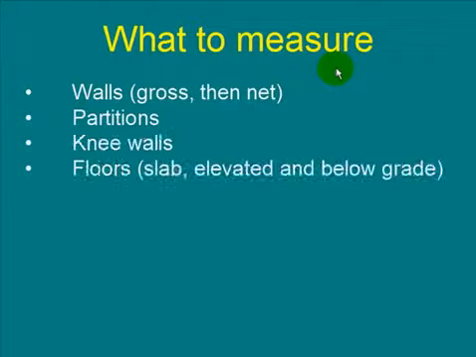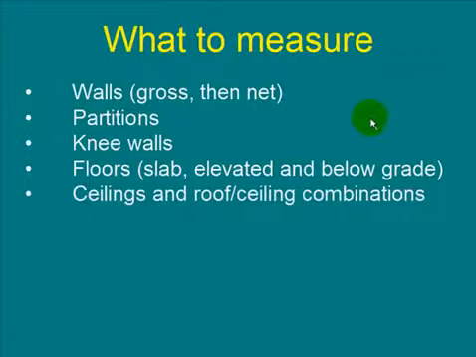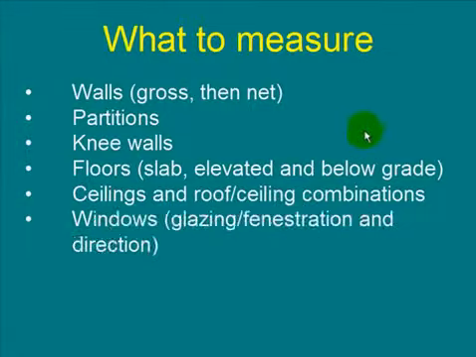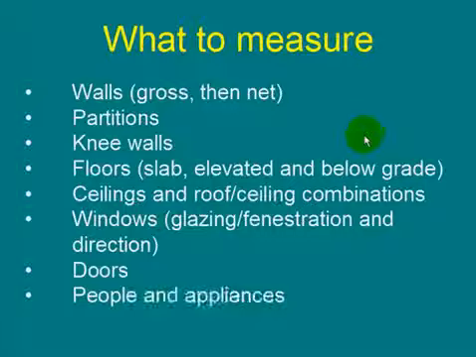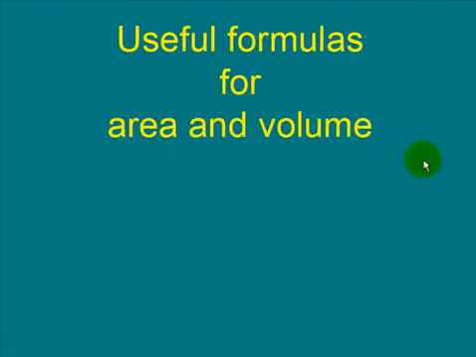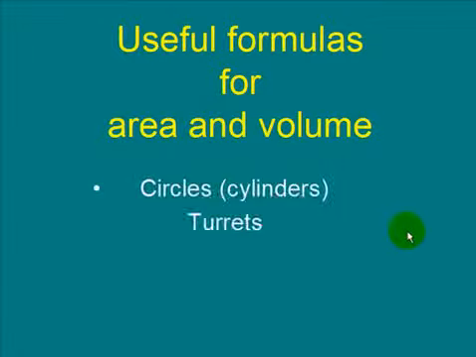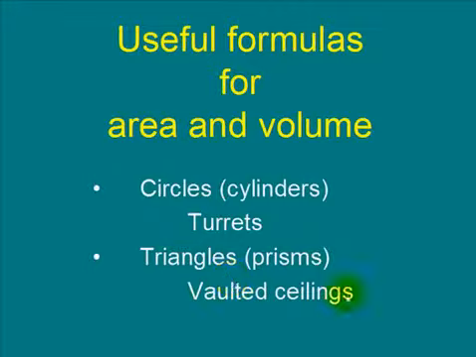Partitions, knee walls, floors, slab, elevated, below grade floors, ceilings and roof combinations, windows, glazing, fenestration, whatever you want to call it, and direction become important. Doors, people and appliances, all those things we're going to talk about. We're going to give you some formulas for area and volume because a lot of houses have turrets now. A lot of them have vaulted ceilings, so you have to understand prisms.